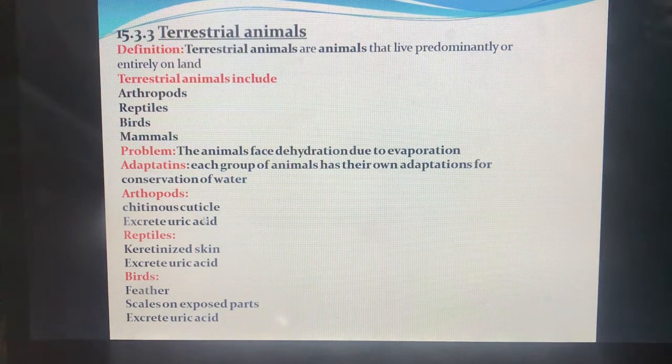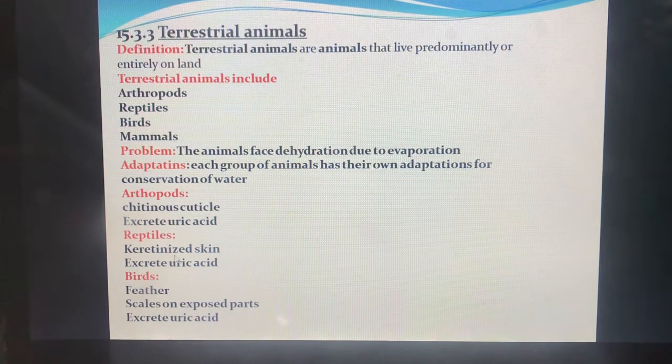Arthropods have a chitinous exoskeleton or chitinous cuticle, which basically prevents evaporation, and thus the body is prevented from dehydration as well. Besides this, the excretory product is uric acid. Uric acid is that nitrogenous waste product which requires the least expenditure of water. If we compare ammonia, urea and uric acid, among these three nitrogenous waste products, the least water is required for uric acid to be excreted.